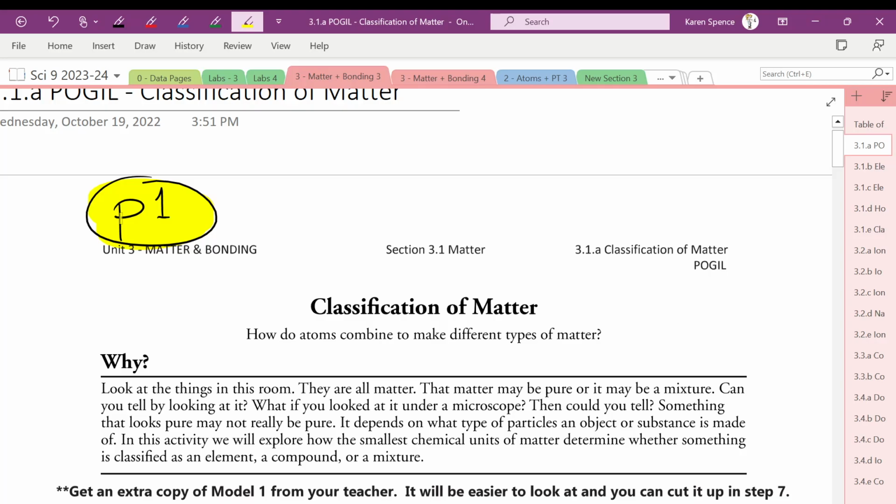Is there anyone who did not get a Unit 3 workbook? Oh, do you want the same color workbook as everybody else? No, you don't care? Okay, cool. Hi. You didn't get a workbook? Okay, let's grab the workbook. All right. It's blue.